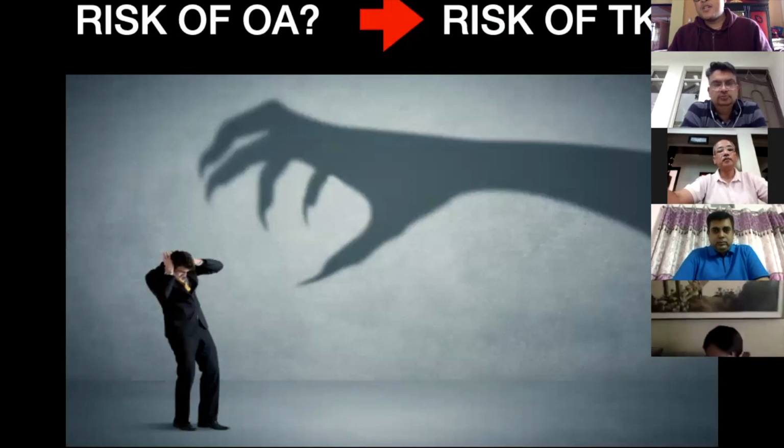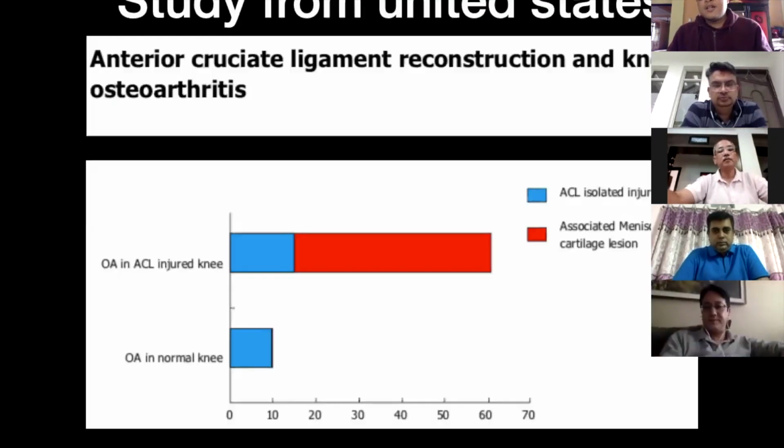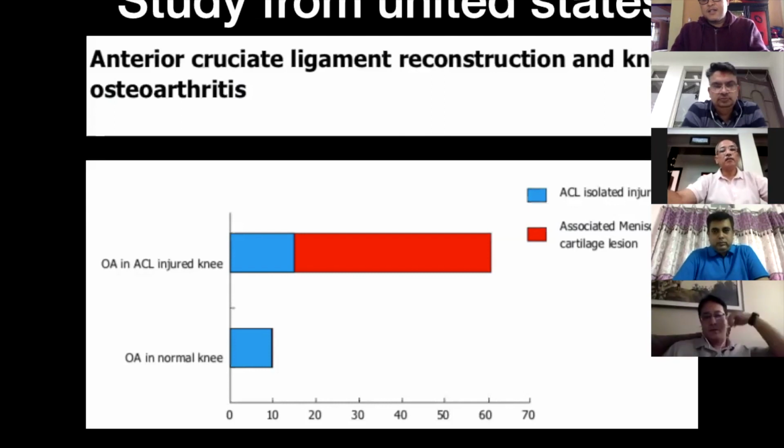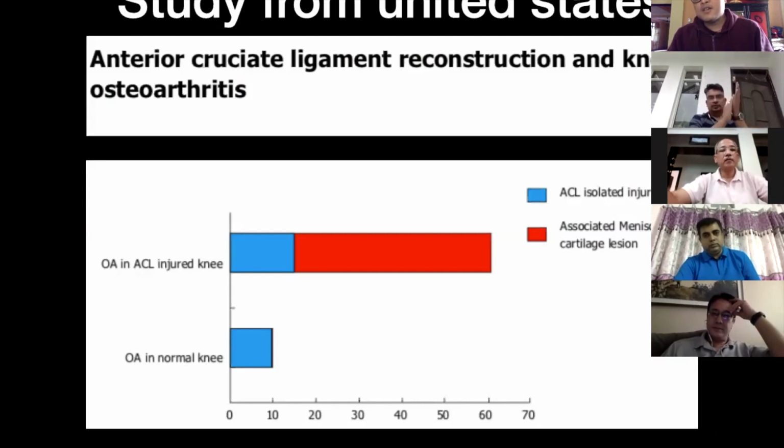So the risk of OA and the risk of TKR, we have already talked about. What we have found in the literature is that even with ACL reconstruction, osteoarthritis progresses, but osteoarthritis is significantly higher when ACL injury is associated with a meniscus or cartilage lesion. So ACL reconstruction should be considered a preventive surgery for secondary injury, thus leading to a decrease in osteoarthritis.